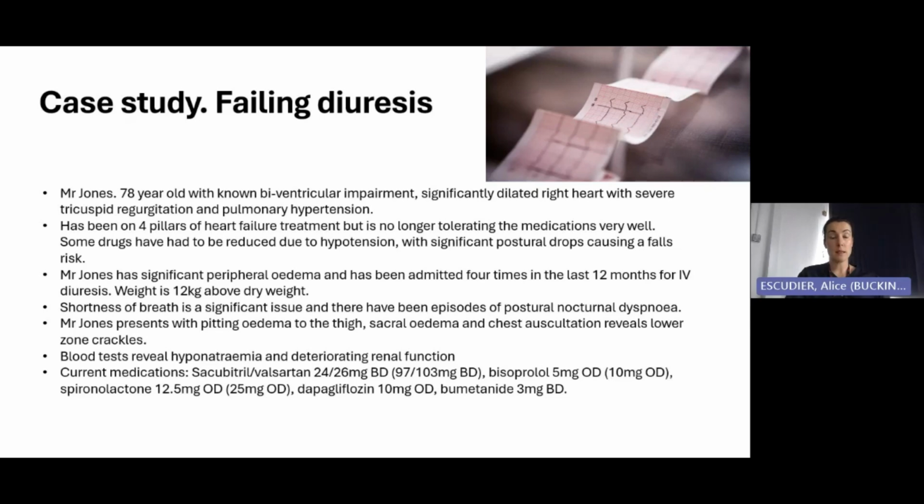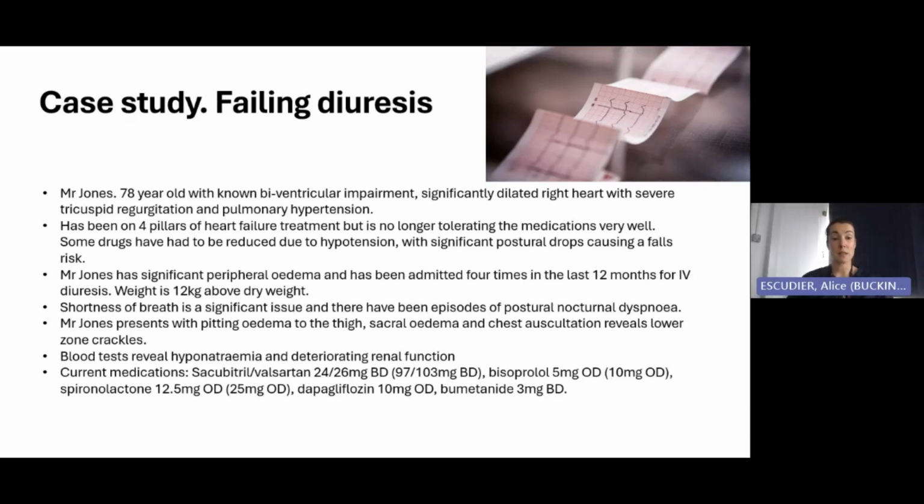So second case study, we've now got Mr. Jones, a 78-year-old man with known biventricular impairment, a significantly dilated right heart with severe tricuspid regurgitation and an element of pulmonary hypertension. So Mr. Jones had been on 4 pillars of heart failure treatment, but is now struggling to tolerate these medications. Some of his drugs have had to be reduced due to hypertension and significant postural drops, causing an increased falls risk.